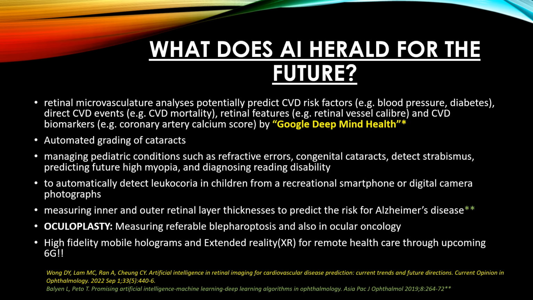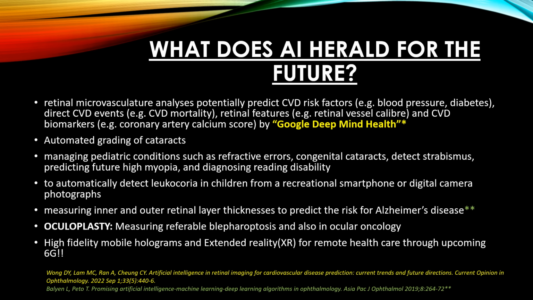So, does AI hold some promises for the future? What does it herald for us for the future? So there are a number of applications on which a number of studies are ongoing, like retinal microvasculature analysis potentially predicting cardiovascular disease risk factors, for example blood pressure, diabetes, direct CVD events, retinal features, and CVD biomarkers, for example coronary artery calcium score, by the Google DeepMind Health.